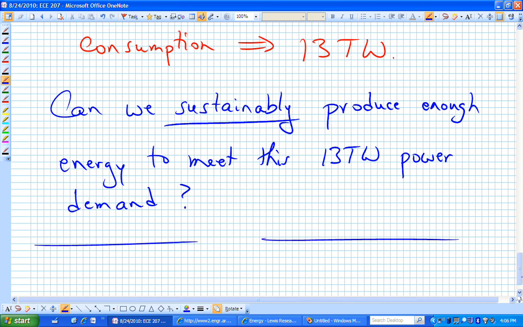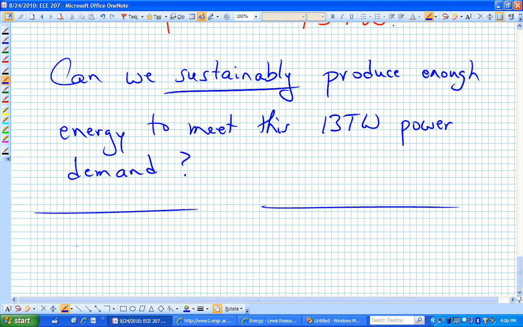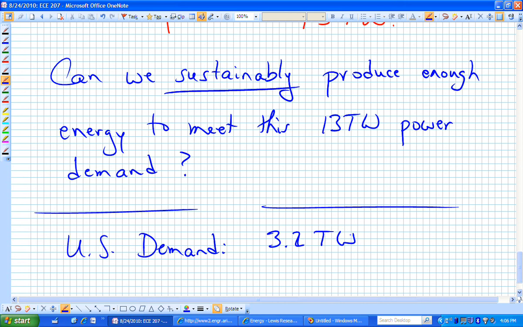So that's the global demand. If you looked at what, well, in the paper they said the U.S. demand was a large fraction of that, 3.2 terawatts. Almost a third of that global demand is us, or we, in the United States.